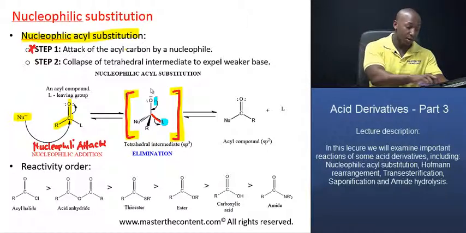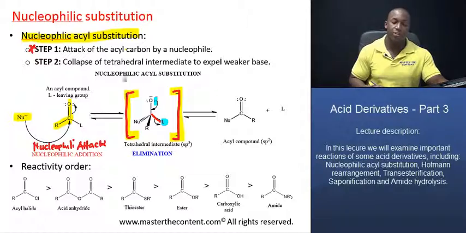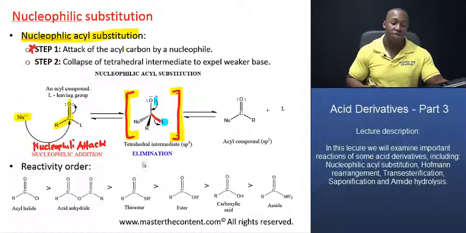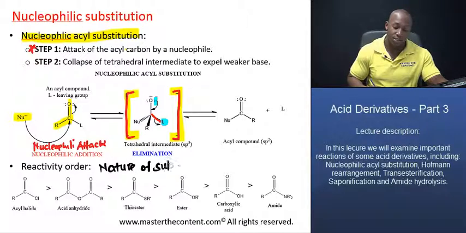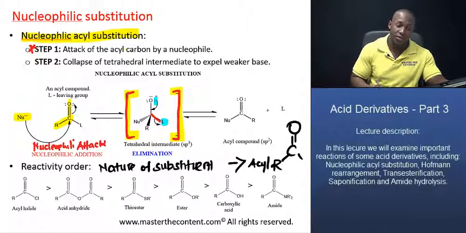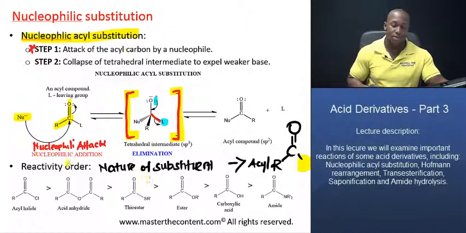Now, I am also going to remind you of the reactivity order of this class of organic compounds. Which is the most reactive, which is the least reactive, and why? The reactivity order of acid derivatives is basically determined by the nature of the substituent that is bound to the acyl group. Remember what the acyl group is? That is our acyl group right here. Whatever is bound to the carbon of the acyl group is what determines the reactivity order. I'm going to explain that in more detail.